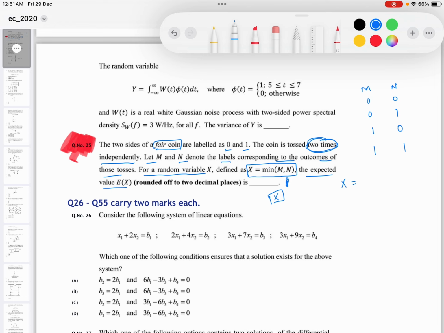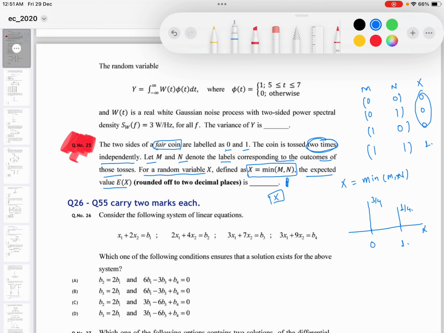And this random variable is the mean of m comma n. So this x is going to be the mean of this and this and this and this. So for 0 0, the mean would be 0, and the mean of 1 comma 1 is 1. So the random variable is going to take two values, that is 0 and 1, and it will take 0 with probability 3 by 4 and 1 with 1 by 4.